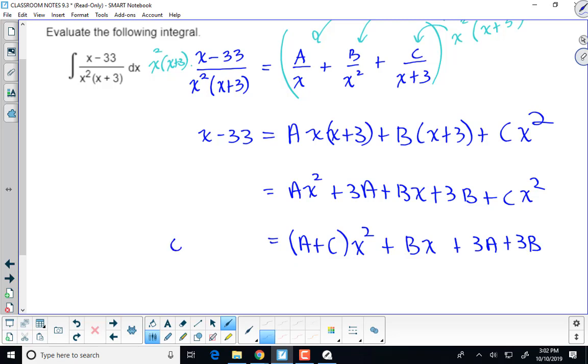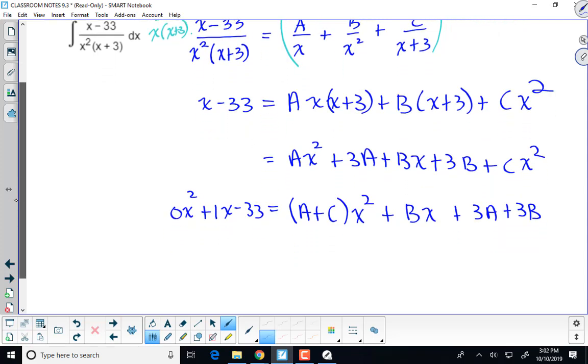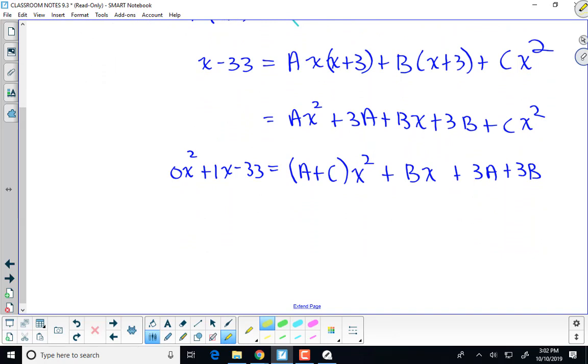So on the left, we have 0x squared plus 1x minus 33. So we have a quadratic on both sides. Over here, the coefficient of x squared has to match that coefficient of x squared. The coefficient of x has to match the coefficient of x. And the constant has to match the constant.